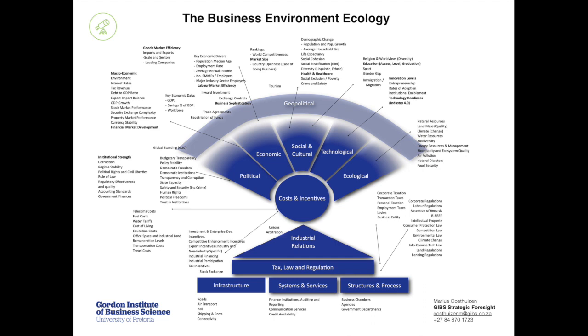Now, what we've done with this model that we've developed here at GIBS is to look at each of these domains and to unpack them in terms of the major factors that drive each of them. So if we look, for instance, at the economic domain, you'll see there it's got two lines linking across to the macroeconomic environment and the other one linking across to key economic drivers. So for instance, and I'll use one of them as an example, in the economic domain, in the macroeconomic environment, interest rates go up and down.